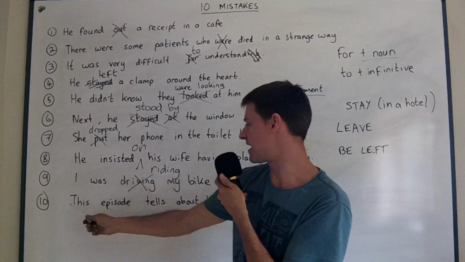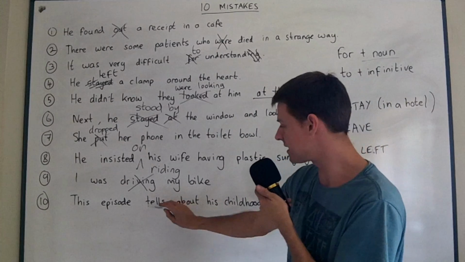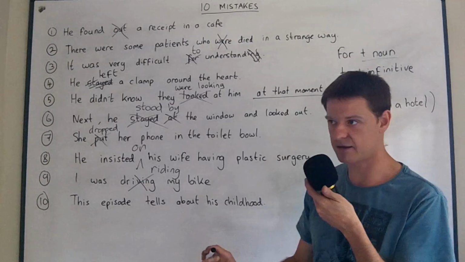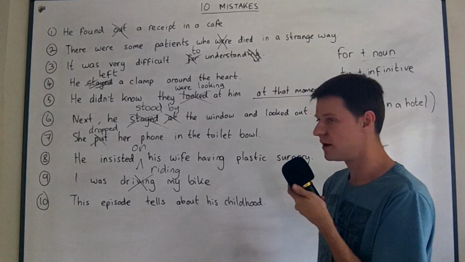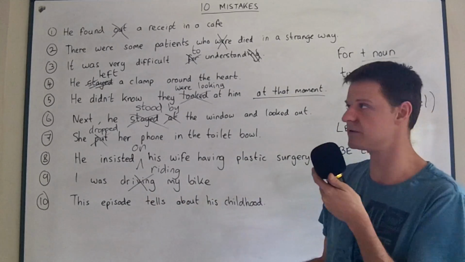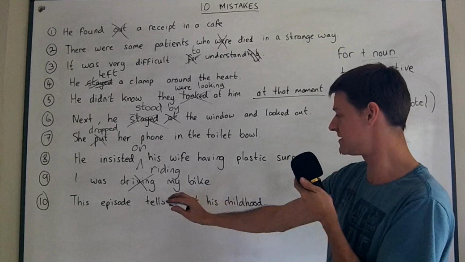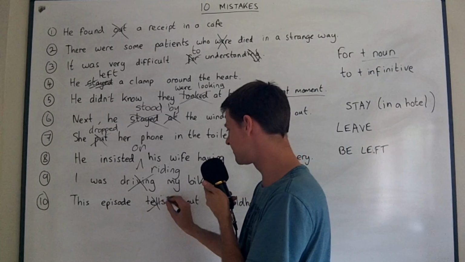And lastly, this episode tells about his childhood. I don't like tell about. I don't think it's correct. I think it's absolutely wrong. Tells me about is fine. Tells him about, tells us about, that's fine. But I think this sentence we'd normally just say is.